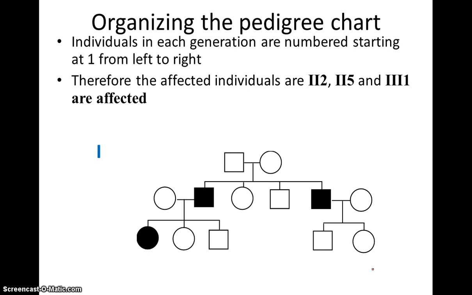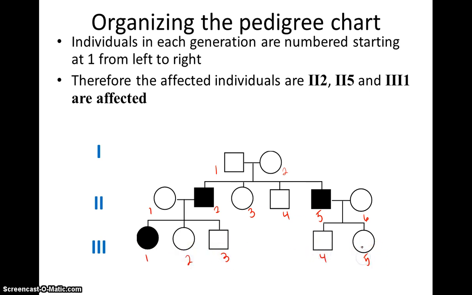Once you've done that, the next thing is you identify the generation, and then within the generation, you number the individuals starting from 1. It always just restarts at 1 from left to right. So if we looked at this generation, that would be 1, 2. And again, it restarts at 1 in each generation. This is just so that there's a common language when you're talking about individuals in a generation. And again, it always just restarts at 1.